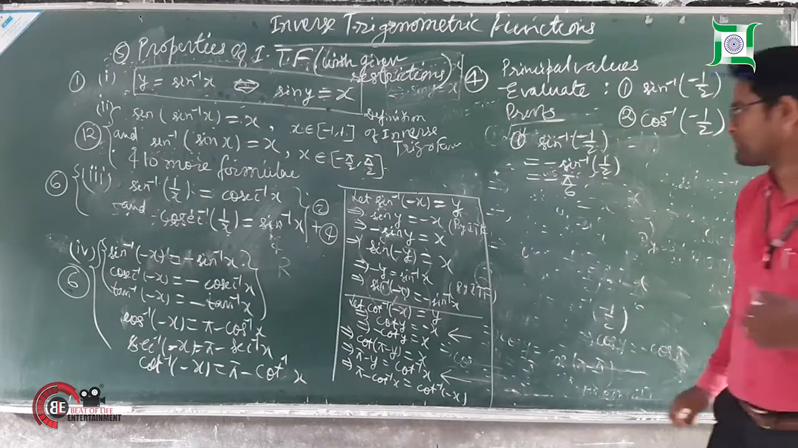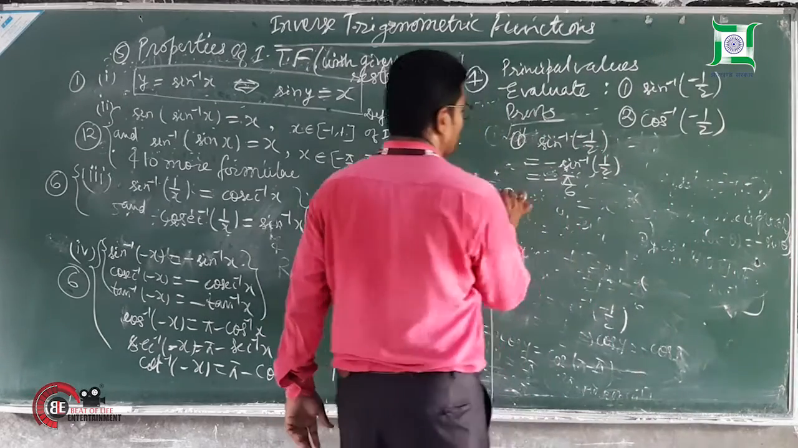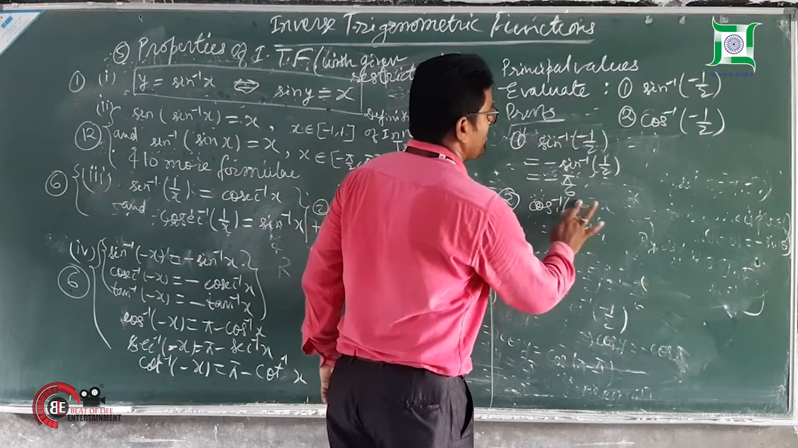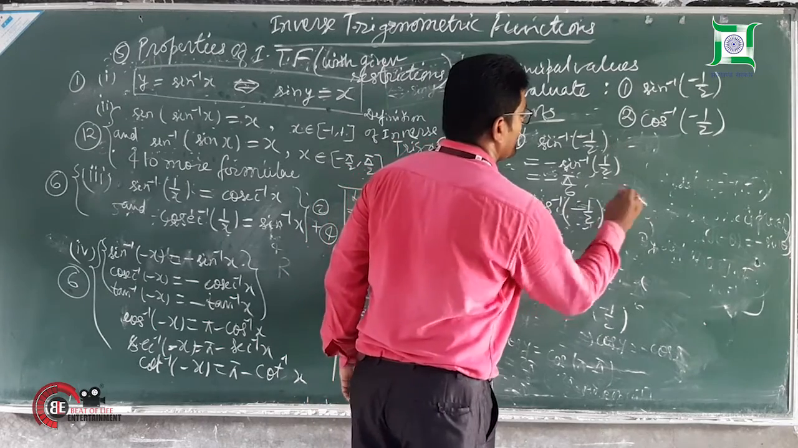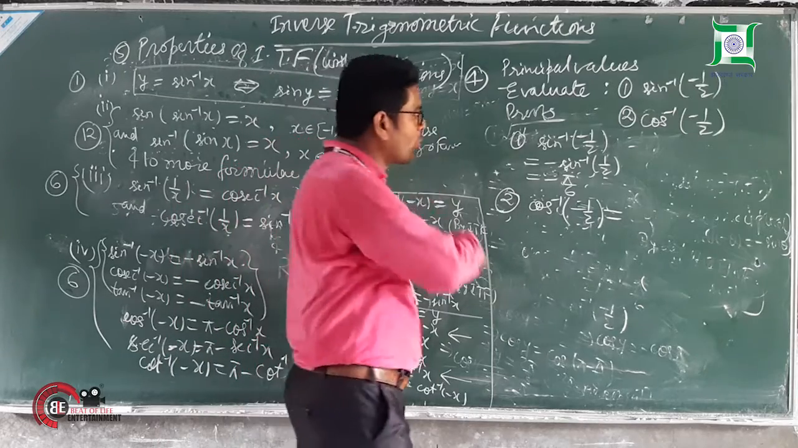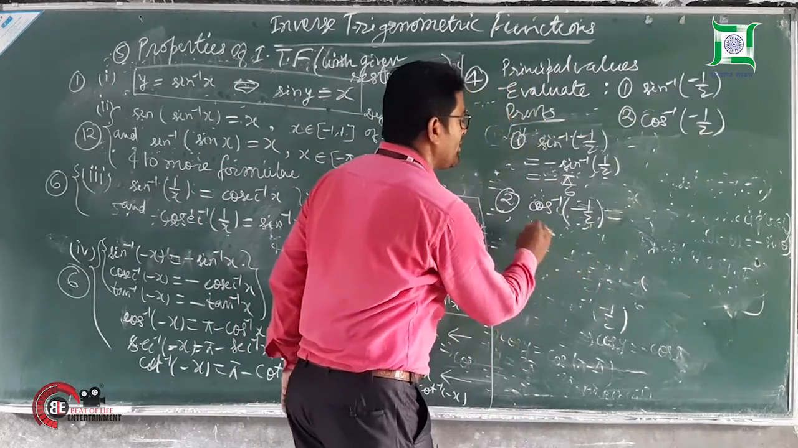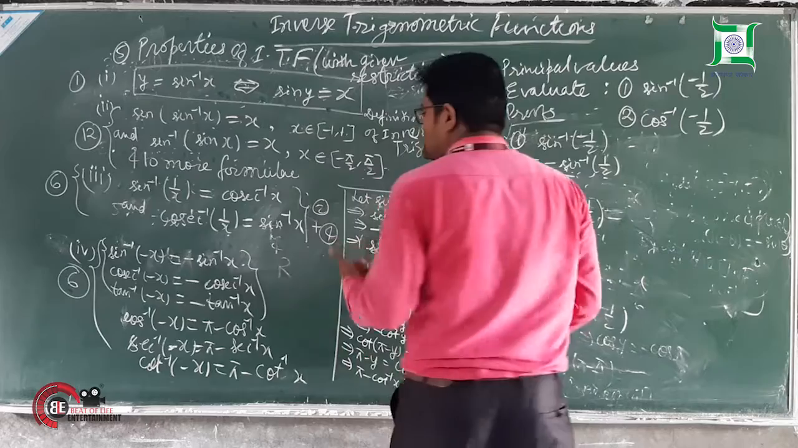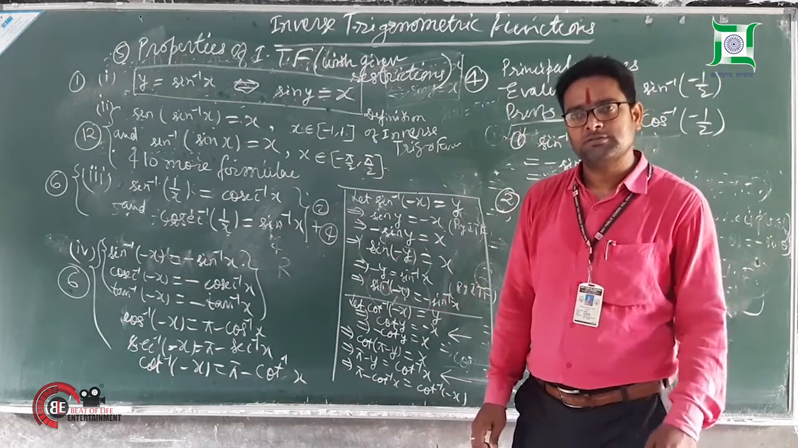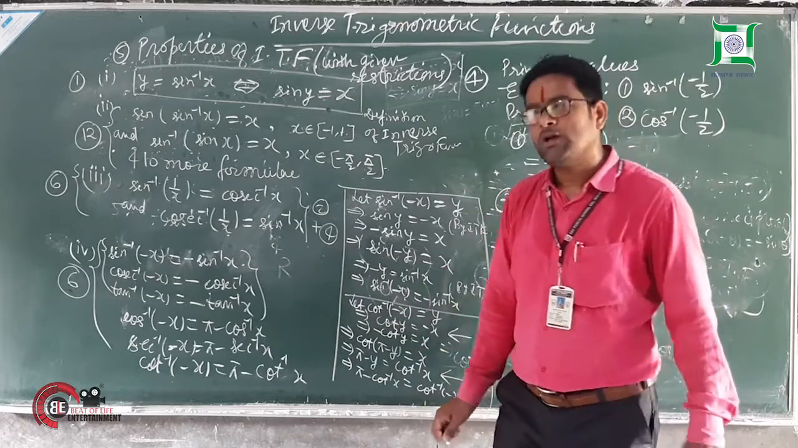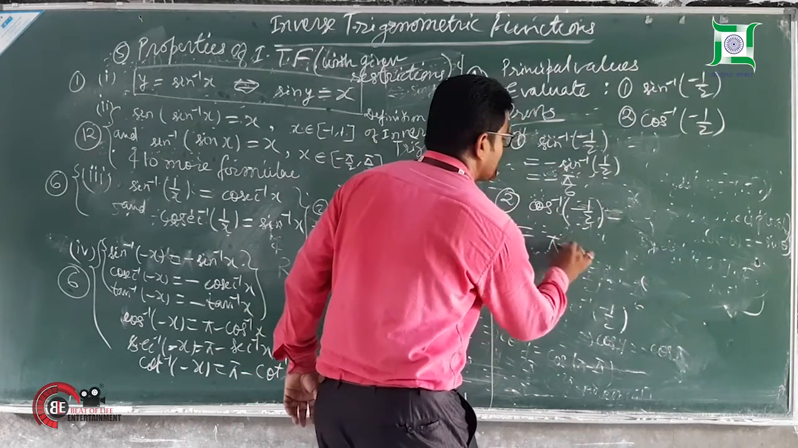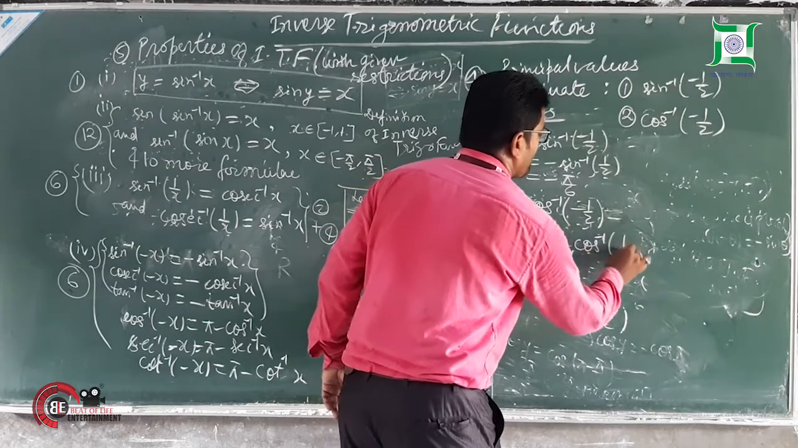Now the second question, cos inverse minus 1 by 2. Let us see how to make the changes. You can write it as cos inverse minus x is equal to pi minus cos inverse x. It is the property we have just seen. Let us utilize it. Now see, pi minus cos inverse 1 by 2.